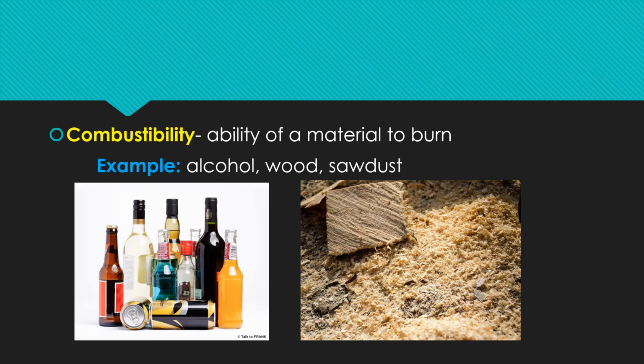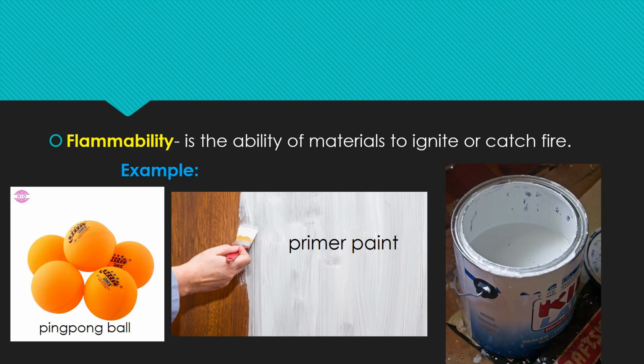Combustibility is the ability of a material to burn. Examples are alcohol, wood, and sawdust. Flammability is the ability of materials to ignite or catch fire. Examples are a ping pong ball and a premier paint.